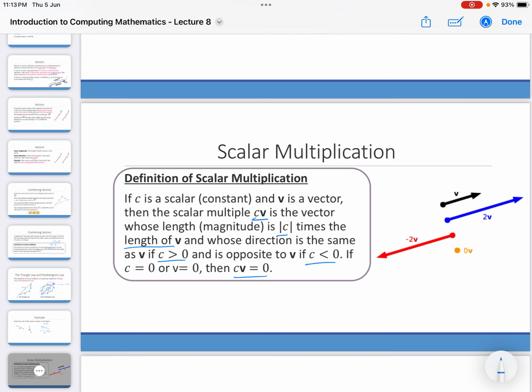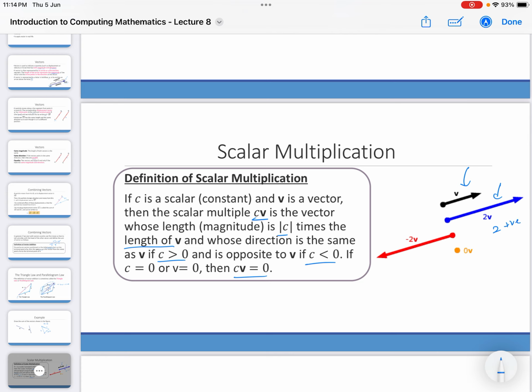So let's look at the figure here. Let's say this is our vector V. And then let's say we want to multiply by 2. So 2 is positive, so the magnitude will be double the length of V. That's why we have this one, 2 times V. So the length will be double, and the direction is pointing in the same direction as vector V because 2 is positive.